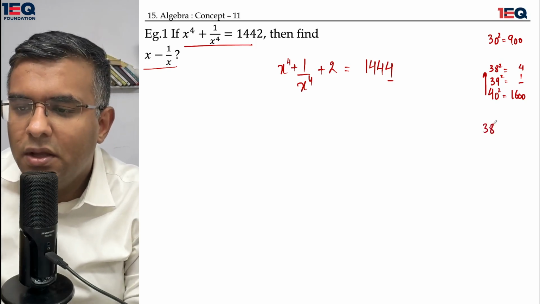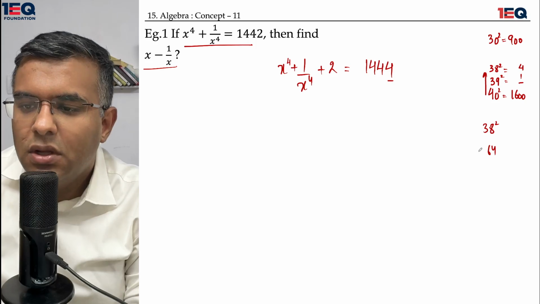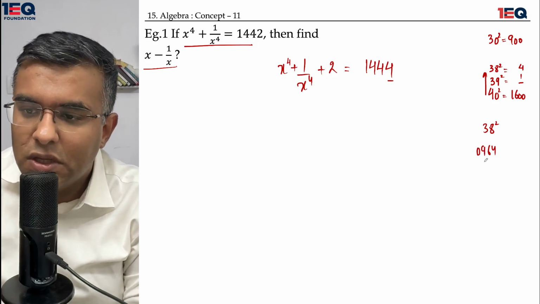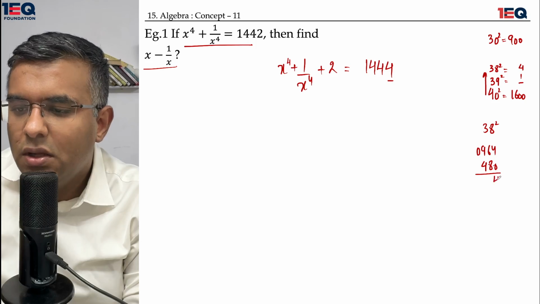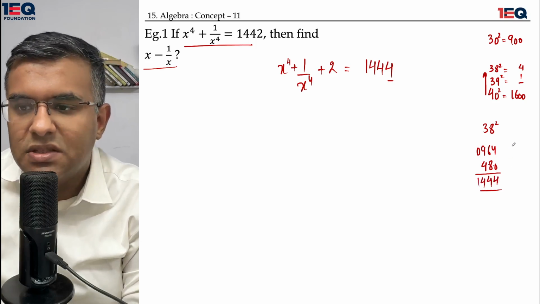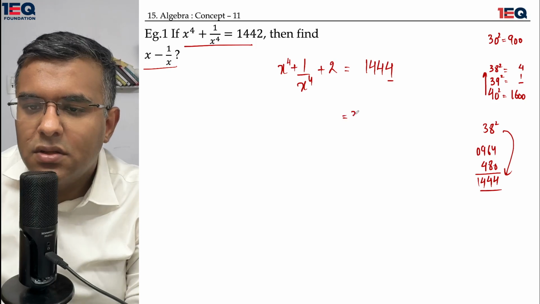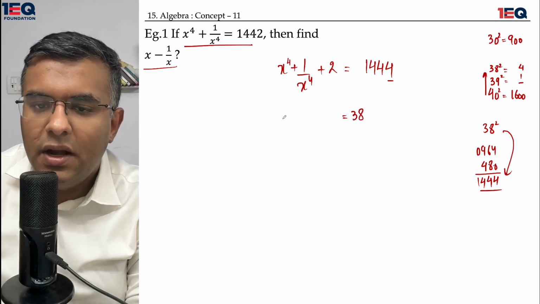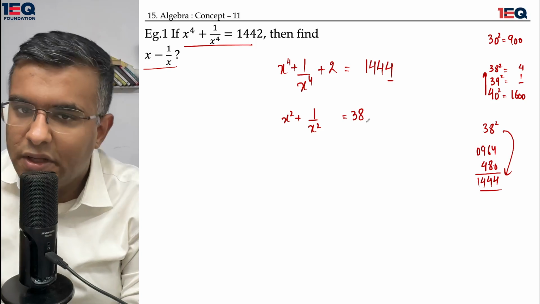How would I do a double check? I would quickly form my short trick: 8 square is equal to 64, 3 square is equal to 09. 3 8s are 24, 24 2s are 48. So this would come out as 480. This is 4, this is 4, this is another 14. And 1444 is the square of 38. So I have reached 38 here, and x square plus 1 upon x square is equal to 38.